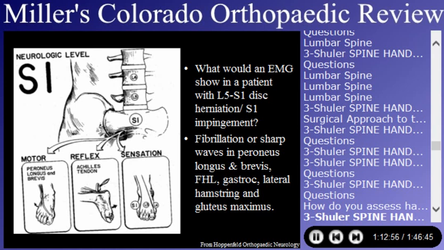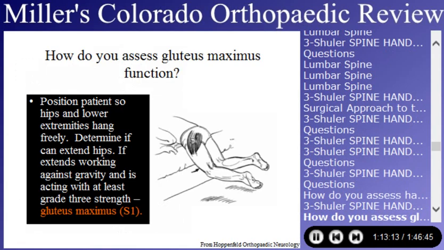What would an EMG show in a patient with L5, S1 disc herniation and assume a central herniation with S1 nerve root impingement? Sharp waves, peroneus longus brevis, FHL, gastroc, lateral hamstring, gluteus maximus. How do you assess gluteus maximus? So don't forget it's S1, as shown highlighted by the previous question.